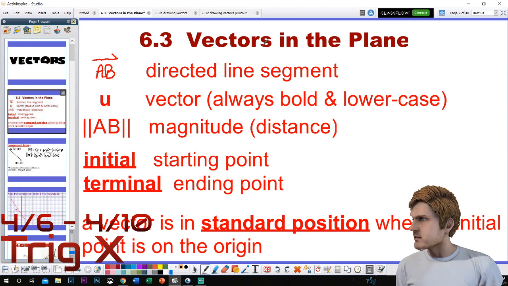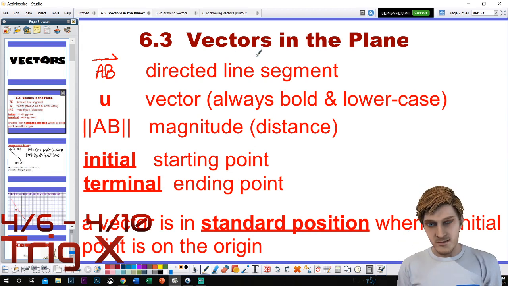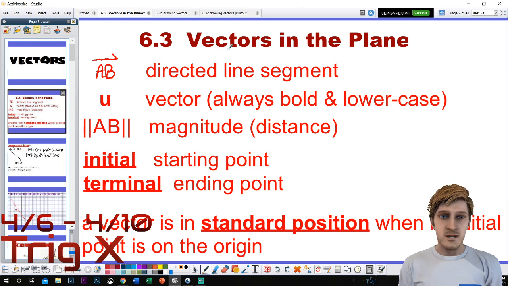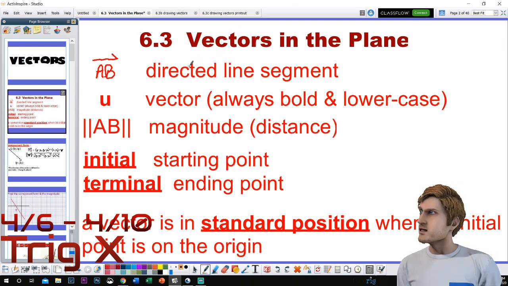Vectors are line segments that have direction and magnitude. You may have remembered our friend Vector from Despicable Me. A directed line segment just means that our line has some sort of direction and it's a segment, so it does not go on forever. In this case, this one is vector AB.